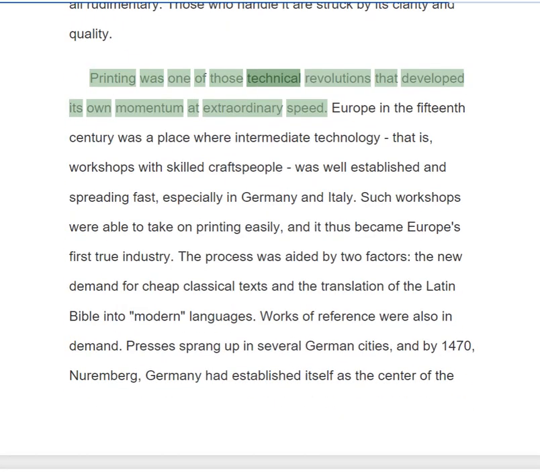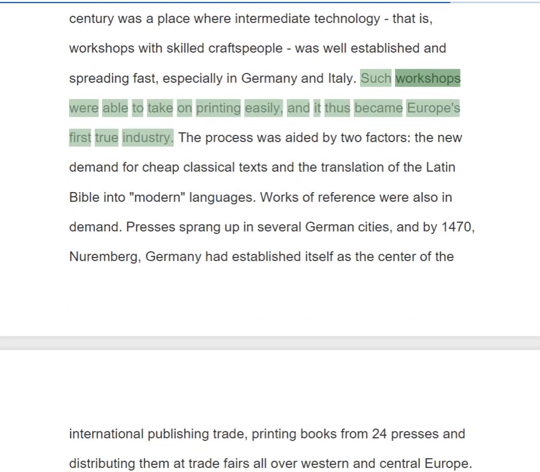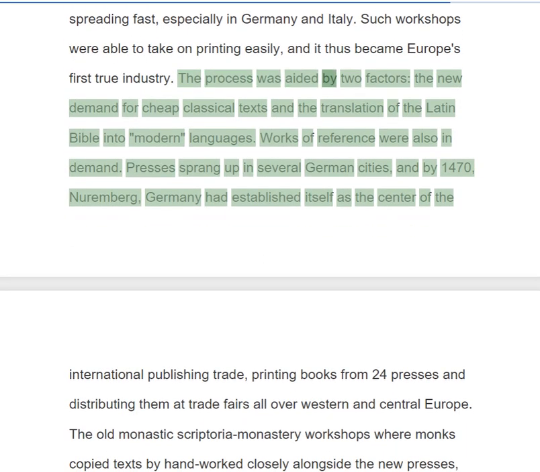Printing was one of those technical revolutions that developed its own momentum at extraordinary speed. Europe in the 15th century was a place where intermediate technology, that is, workshops with skilled craftspeople, was well established and spreading fast, especially in Germany and Italy. Such workshops were able to take on printing easily, and it thus became Europe's first true industry. The process was aided by two factors: the new demand for cheap classical texts and the translation of the Latin Bible into modern languages. Works of reference were also in demand.